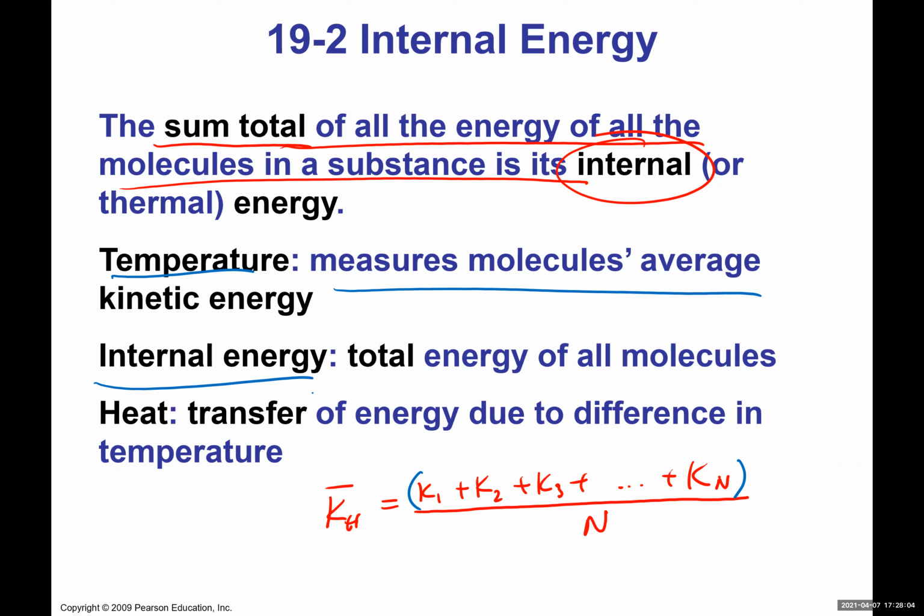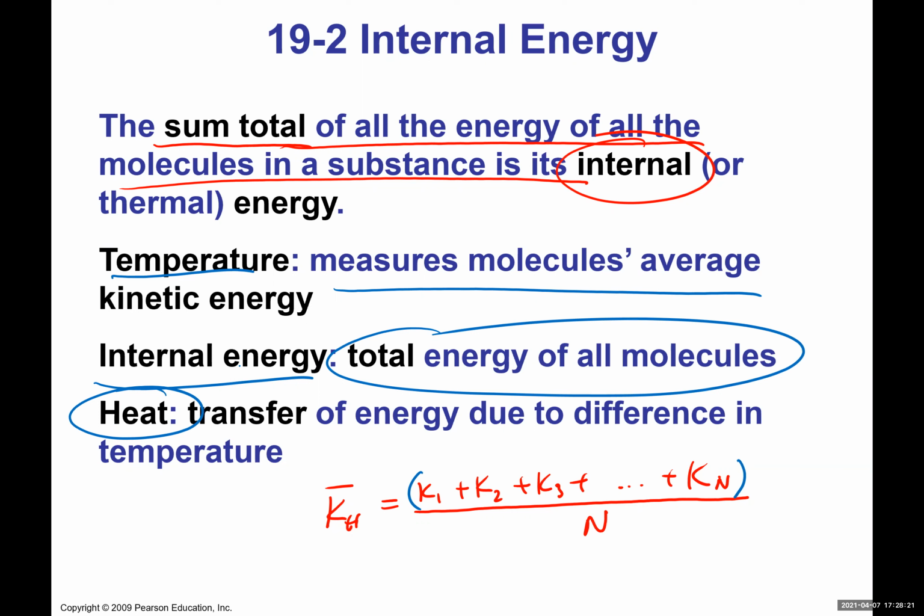Internal energy is the total energy of all the molecules. And heat is the transfer of energy due to a difference in temperature. So remember, when we say total energy of all the molecules, a lot of times, especially with the ideal gas, unless we are considering real gases, we ignore all the other types of energies, like potential energy or energies due to their elasticity. So generally, when we talk about energy, we talk about kinetic energy.